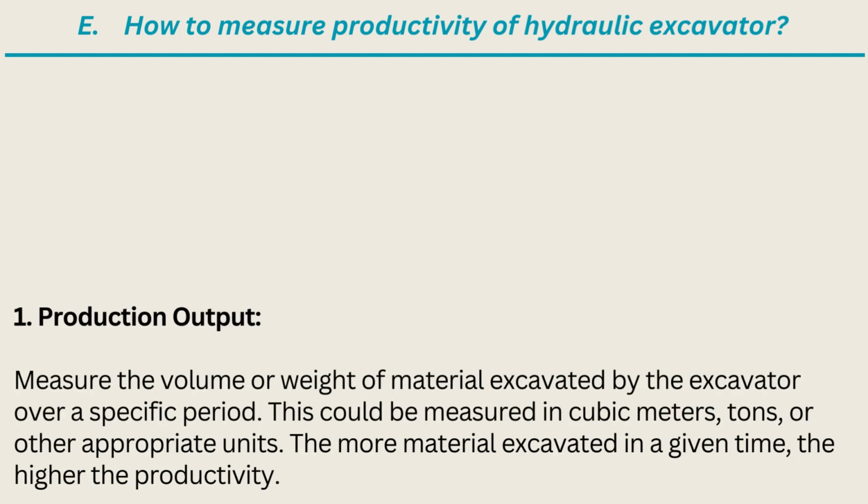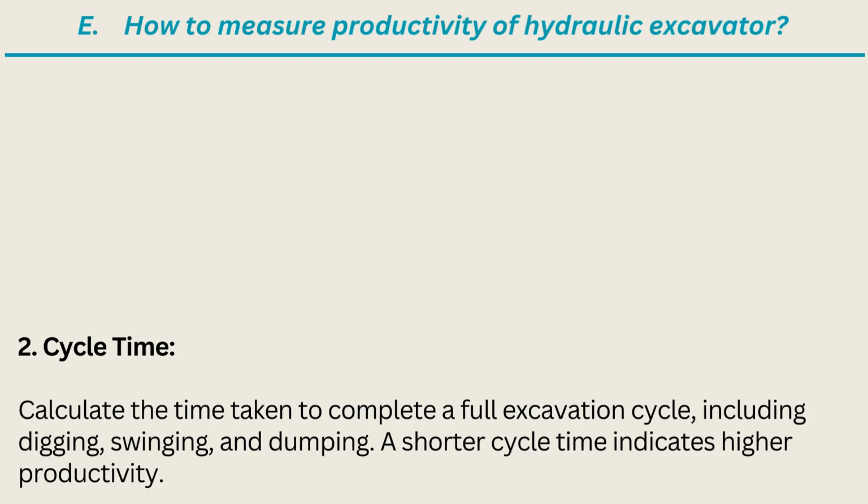1. Production output. Measure the volume or weight of material excavated by the excavator over a specific period. This could be measured in cubic meters, tons, or other appropriate units. The more material excavated in a given time, the higher the productivity. 2. Cycle time. Calculate the time taken to complete a full excavation cycle, including digging, swinging, and dumping. A shorter cycle time indicates higher productivity.